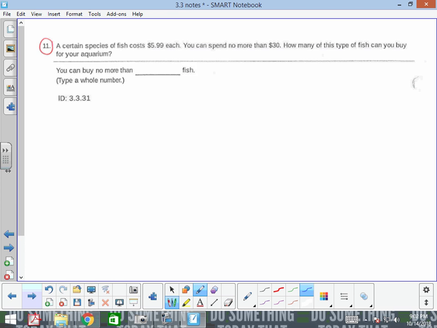All right, number 11. A certain species of fish costs $5.99 each. You can spend no more than $30. How many of this type of fish can you buy for your aquarium? So $5.99 each means $5.99 times X. Anytime you say that word each or per, we're multiplying that cost times a variable. Less than or equal to 30.